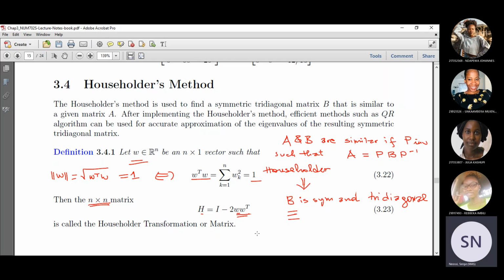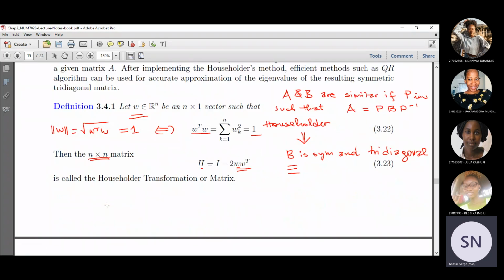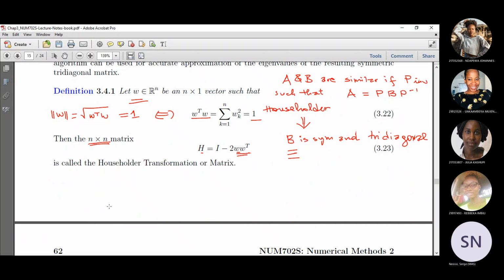Just linear algebra, you can check it from linear algebra. You will see that if I take this and that, it will give you an n by n matrix. That is matrix multiplication. A vector is a matrix, right? A vector is a matrix of size n by 1. So if you use that, you will see that actually this will give you a matrix. So this is how we construct the Householder transformation matrix, or Householder matrix, from a unit vector.